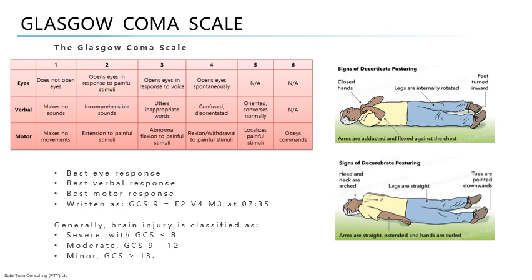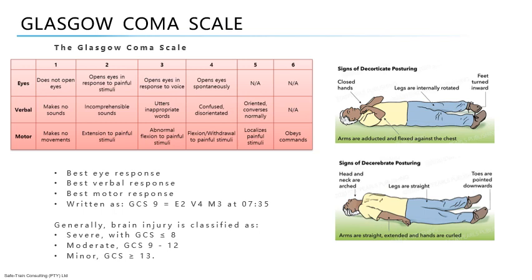Obeys commands for 6 points. Ask the patient to perform a 2-part request, for example, lift your right arm off the bed and make a fist. If they are able to follow this command correctly, they would score 6 points, and the assessment would be over. Localizes to pain for 5 points. This assessment involves applying a painful stimulus and observing the patient for a response.